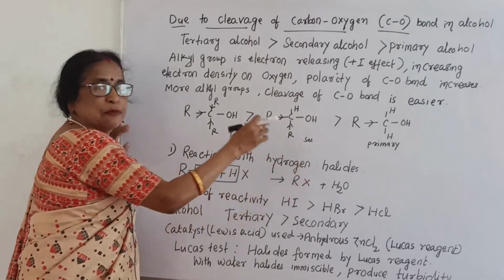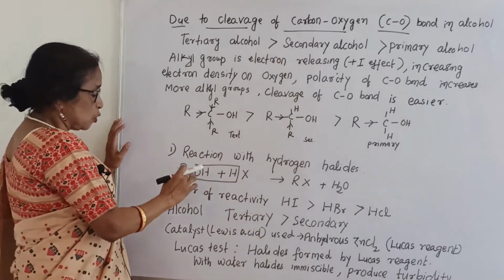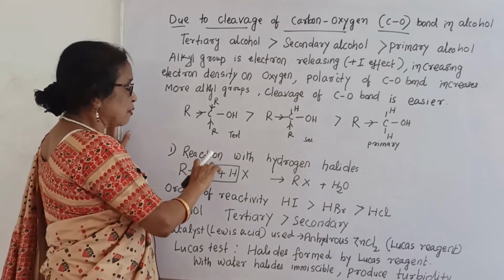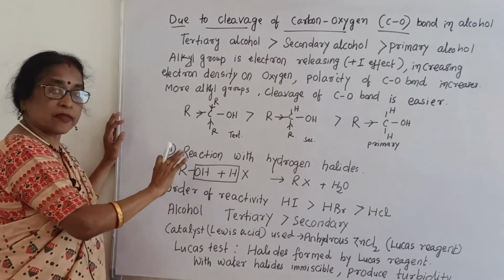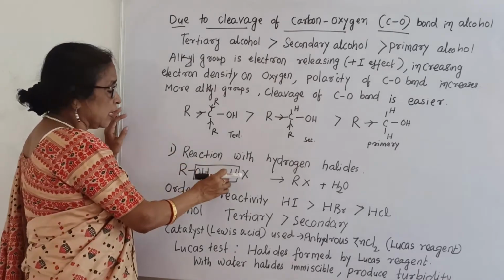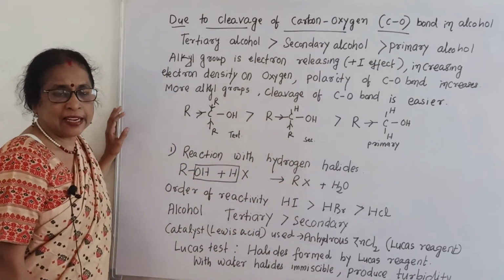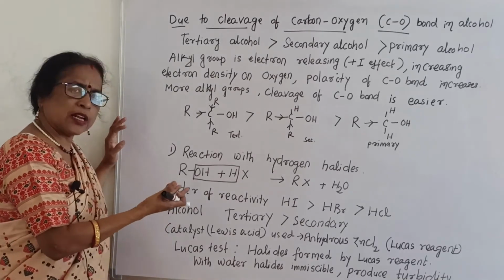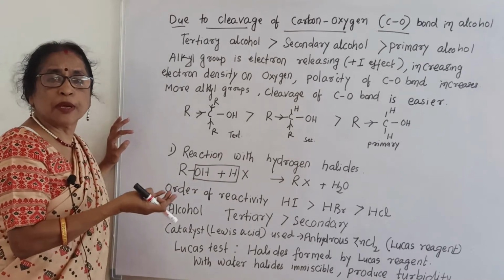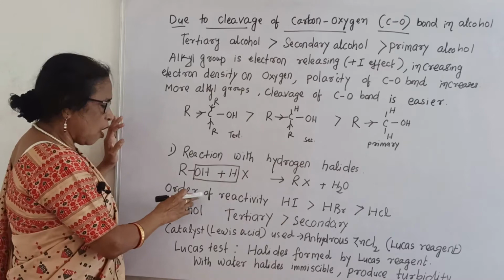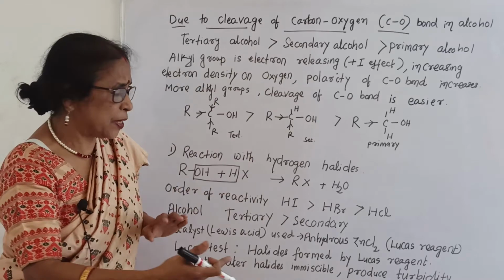So RX is the main product. What is RX? Alkyl halide, and its IUPAC name is haloalkane. So the important fact is that when hydrogen halide reacts with ROH, the OH part of the alcohol reacts with the hydrogen of the acid and gives RX and water. Halogen acids are of many types: you may use chlorine, bromine or iodine. The order of reactivity is HI more reactive than HBr, then HCl.